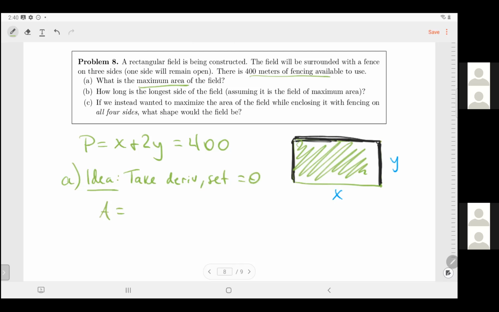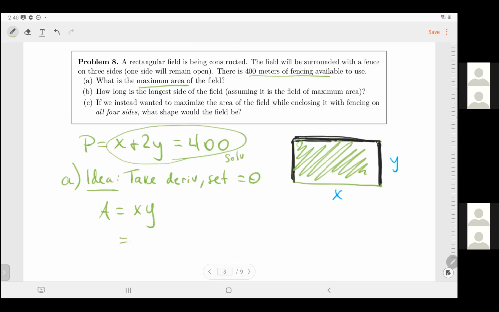But this thing that I want to take a derivative of has 2 variables. So how can I get around that? You can make another equation and solve for, like, using the perimeter equation, you can solve for one of the variables and then plug it back in, in terms of one of the variables. Awesome. So yeah, maybe I'll solve for x, right?